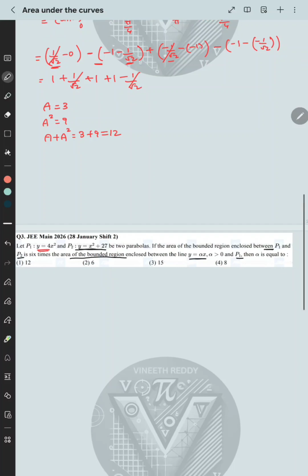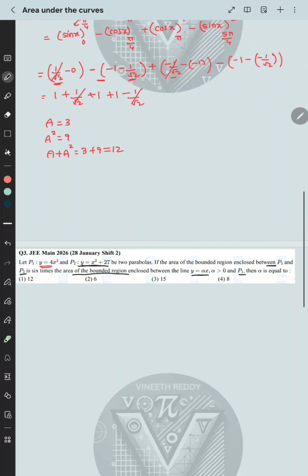अच्छा ठीक है, तो पहले तो हमें ये वाला रीजन का एरिया निकालना पड़ेगा. This we have to find the area of this region. So for that let us try to draw the graphs first.